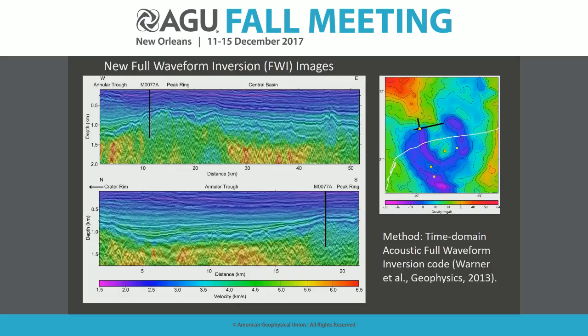Okay, so now we've ground truthed what we saw at the drill site. What can we move away from there and tell about the processes going on in the crater? What I'm showing here are some new high-resolution velocity models across the crater. This top image goes from the annular trough across the peak ring into the central basin. The bottom image goes from left to right, from near the crater rim, the annular trough, onto the peak ring. And what I want you to focus on is, again, this light blue layer, which hopefully you can see, especially on this one.